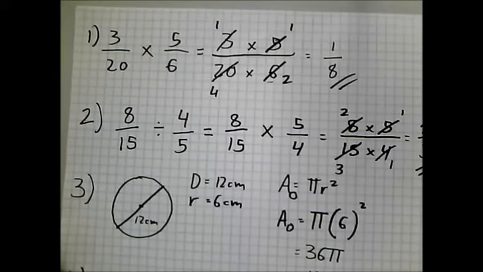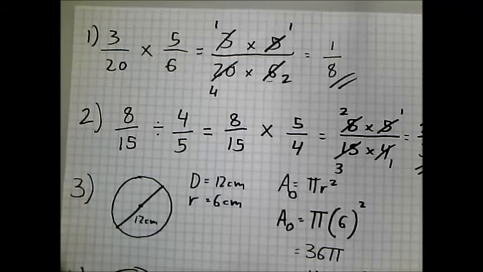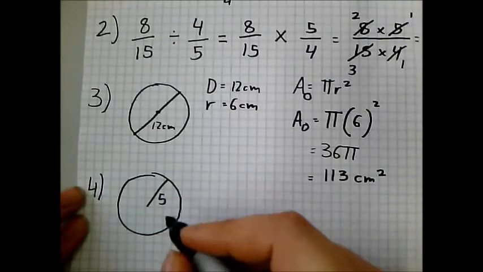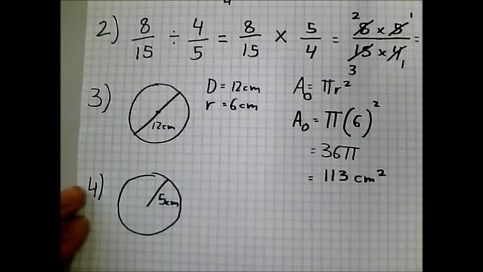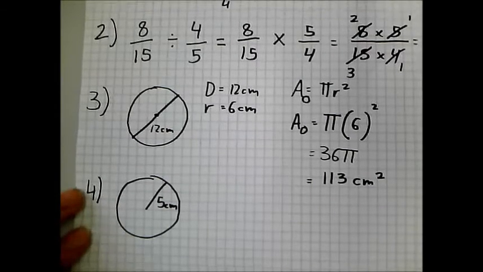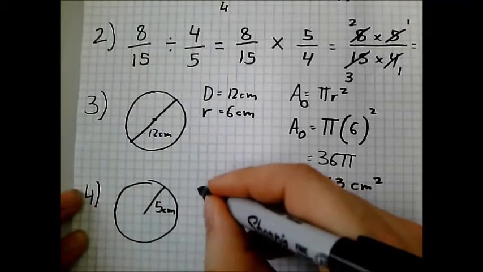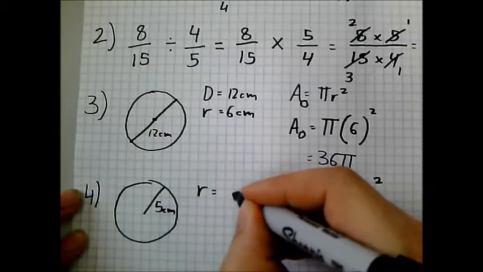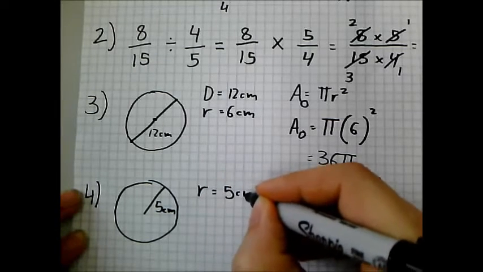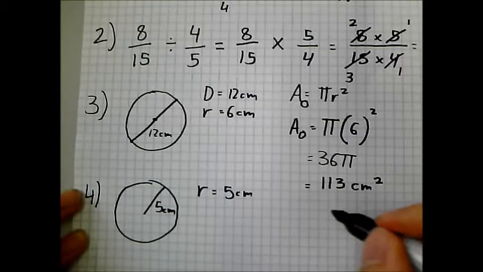Okay. Question 4 wanted the circumference of this circle. It had a radius of 5 centimetres. And I'm asked for an exact answer and to 3 significant figures again. So just like I did for question 3, the radius is equal to 5 centimetres. I want to know the circumference.